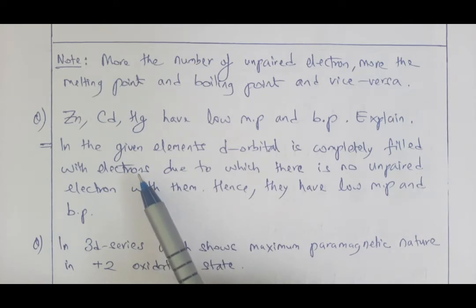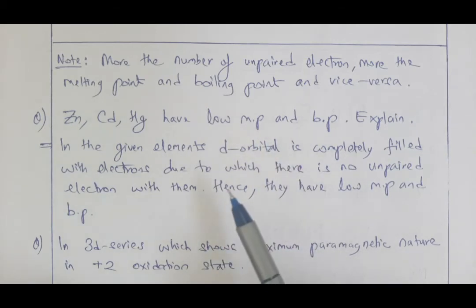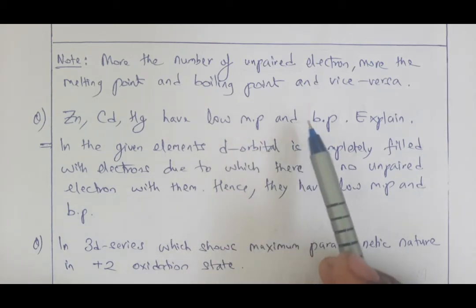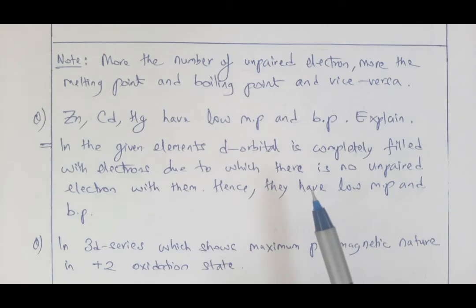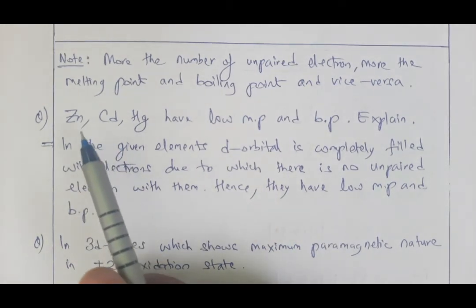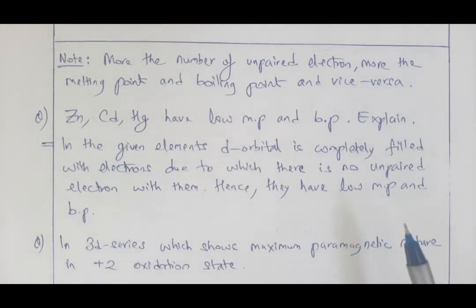Since their d orbital is completely filled, there is no unpaired electron with them. Hence the bottom element of all these three series will have the lowest melting point and boiling point. That is zinc, cadmium and mercury.